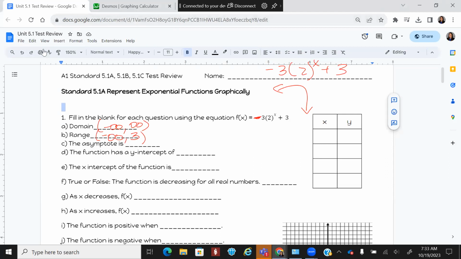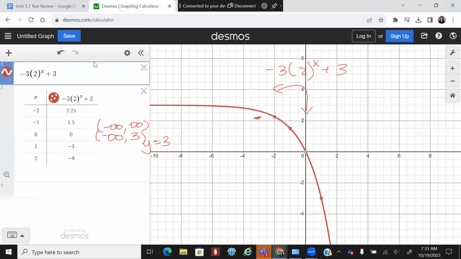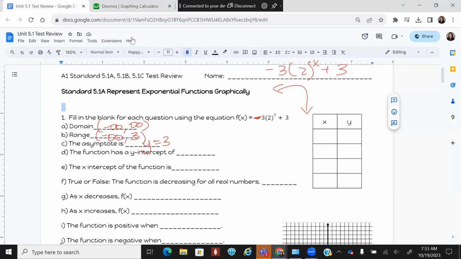And that answers the next question. What is our asymptote? And that is 3. Y equals 3. Where does it have a y-intercept? If we look at when x is 0, what's our y? 0. So we're going to write that as an ordered pair, which is (0, 0).